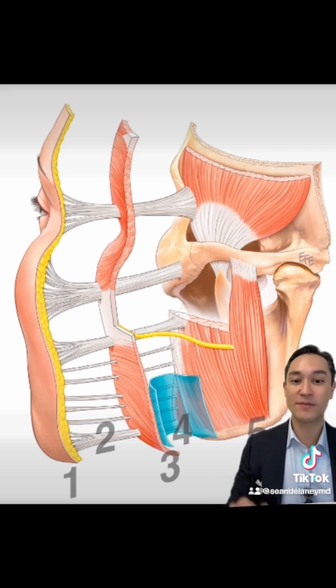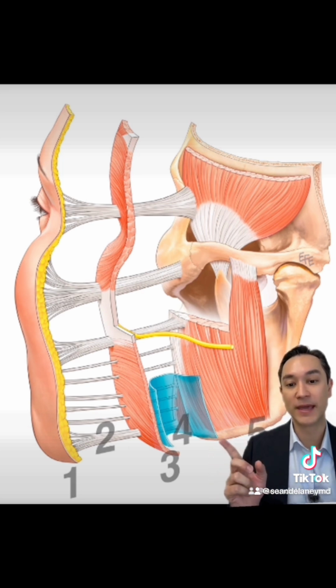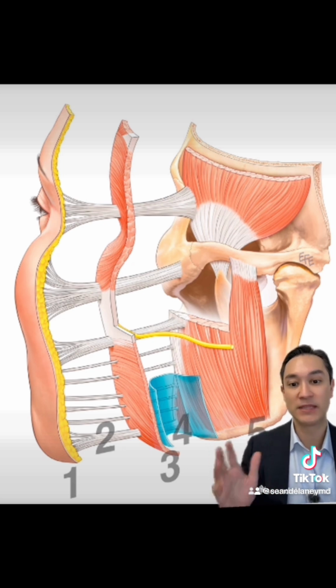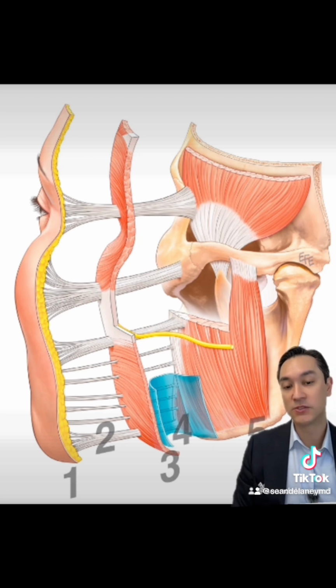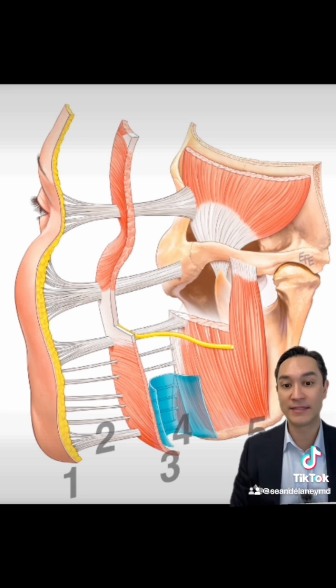Okay, so now that we have our anatomy set, next I want to go over some definitions. A deep plane facelift: the deep plane is plane number 4 here. Basically, what is it deep to? It's deep to the SMAS, which is plane number 3. By going into the deep plane, plane number 4, we're able to keep a much thicker overlying composite skin flap, composite of skin attached to the SMAS. I'll show you in the next image why that is important.